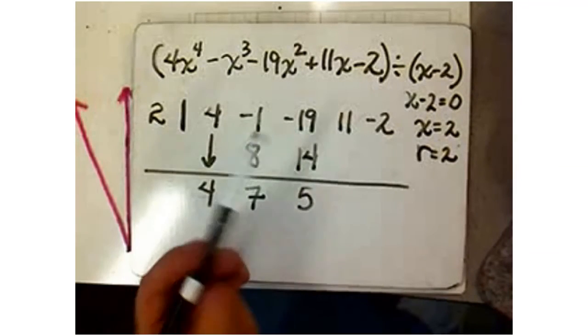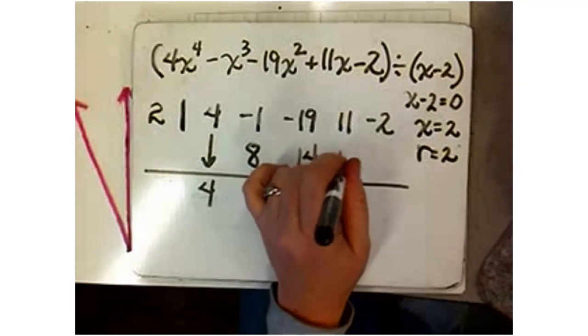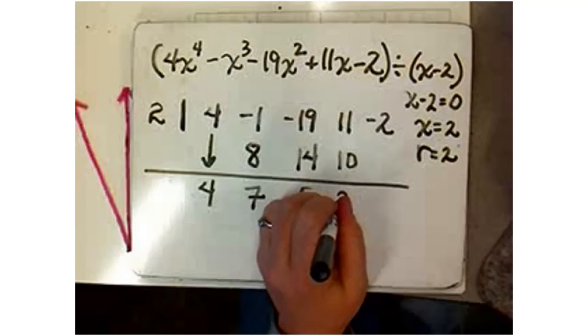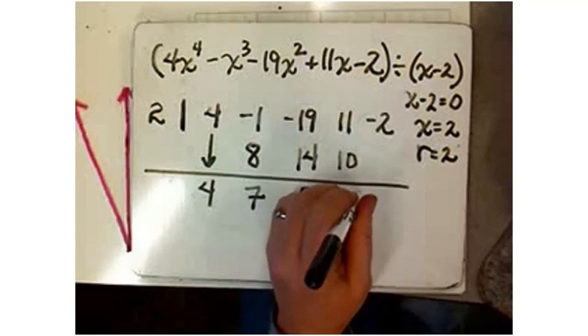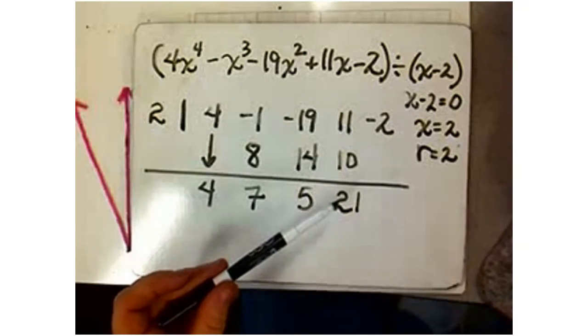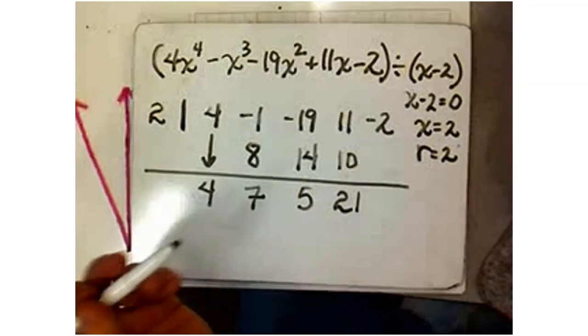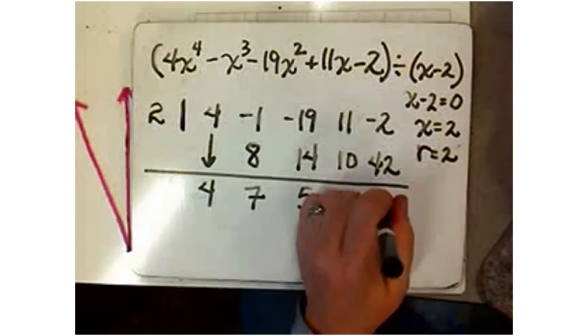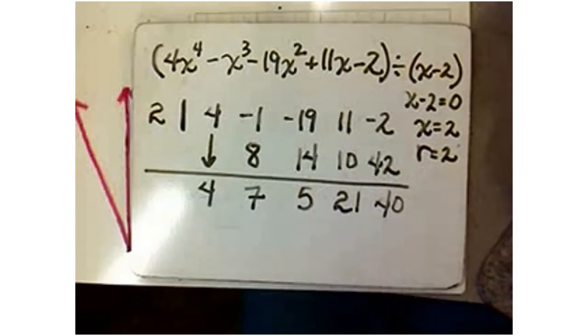Do 2 times 5 is 10. Go over and put the 10 under the 11. 11 and 10 is 21. And then you would go 2 times 21 is 42. And then negative 2 and 42 is 40.